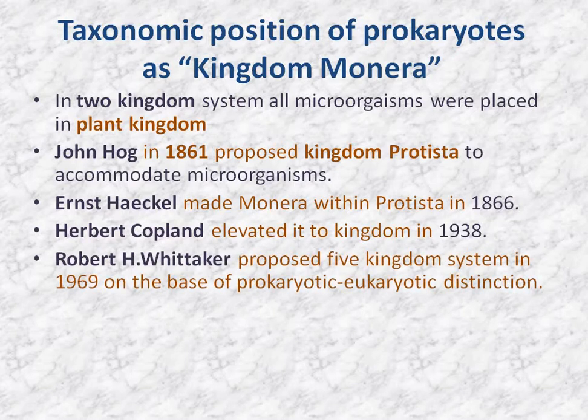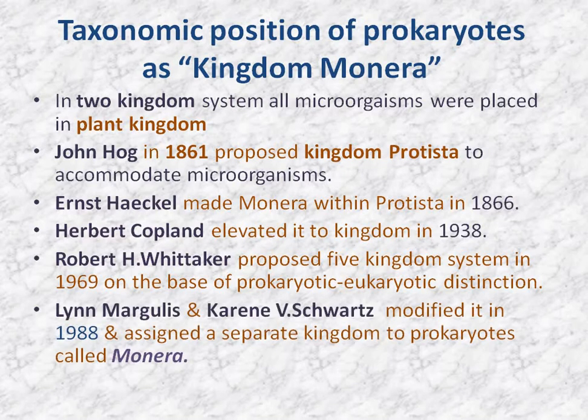Robert Whittaker proposed the 5-kingdom system in 1969 on the basis of prokaryotic and eukaryotic distinction, that is on the difference of prokaryotic cell and eukaryotic cell. He divided organisms into 5 kingdoms. Lynn Margulis and Schwartz modified the 5-kingdom system proposed by Whittaker in 1988 and assigned a separate kingdom to prokaryotes called Monera.